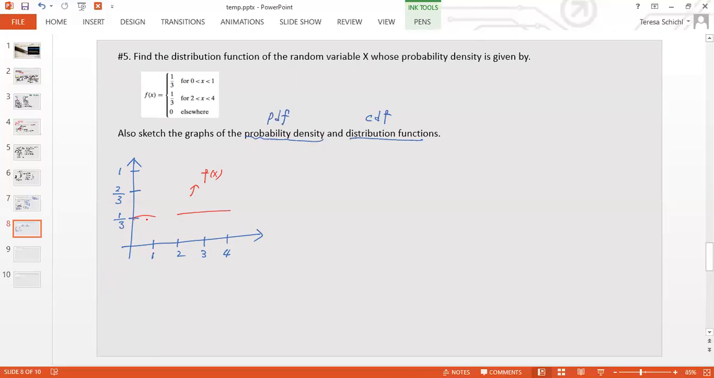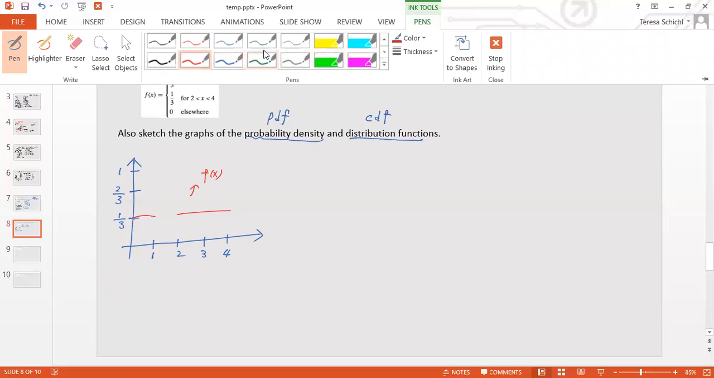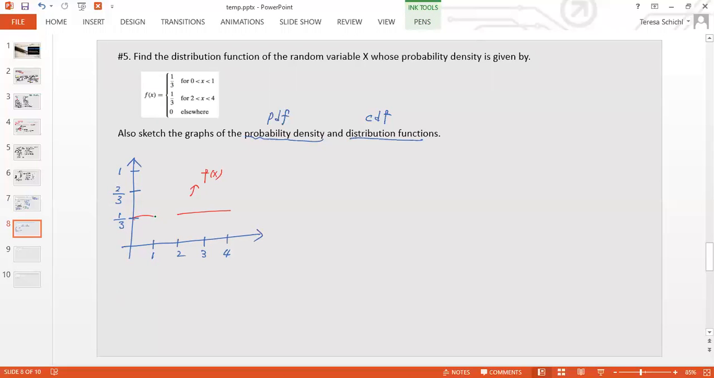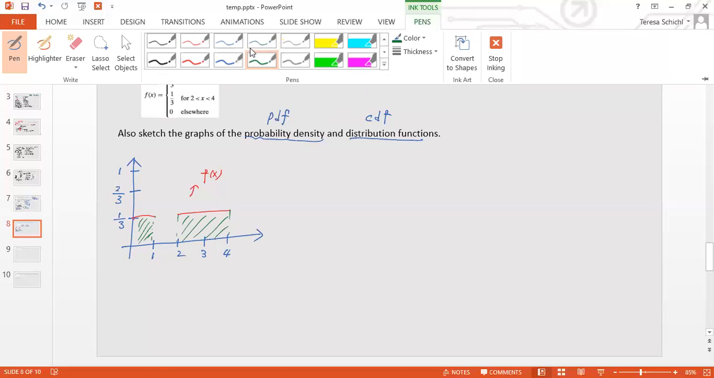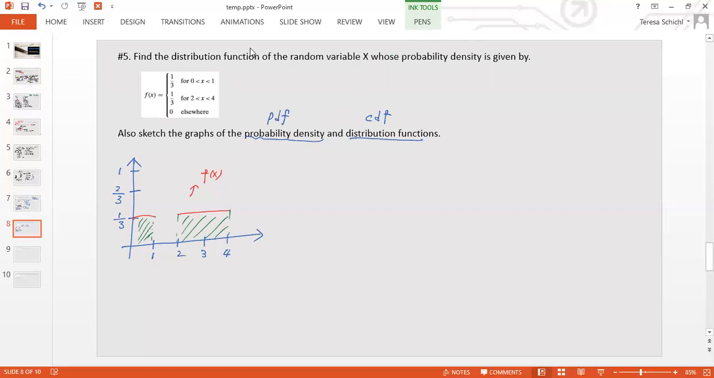So one area is 2/3 and one area is 1/3, so you know it is the PDF. So I did it right. This is pretty straightforward, right? Now the CDF. Let's take a look at the CDF here and do the graph.